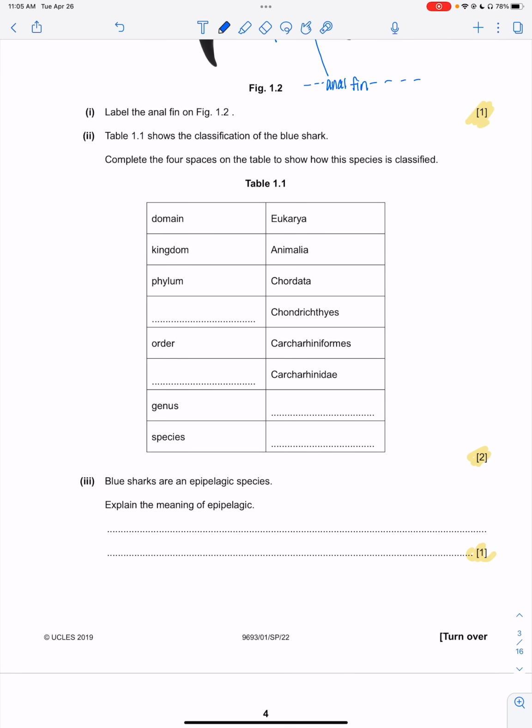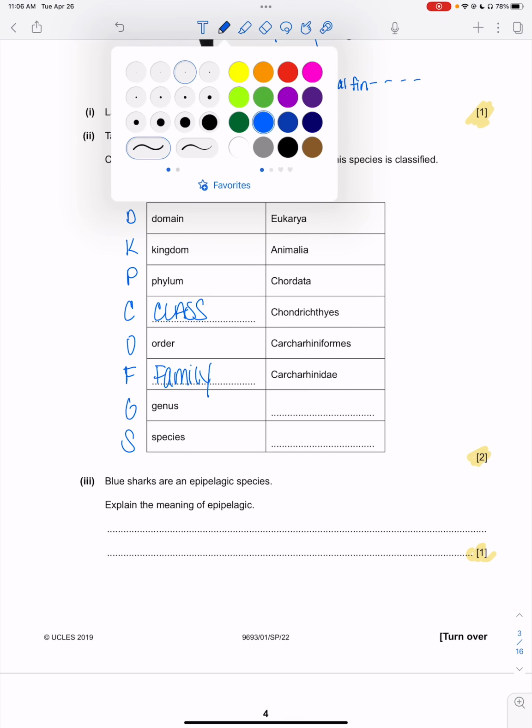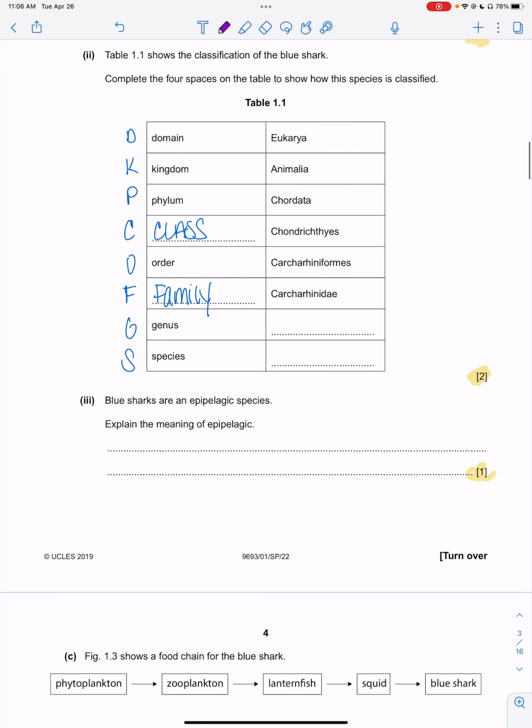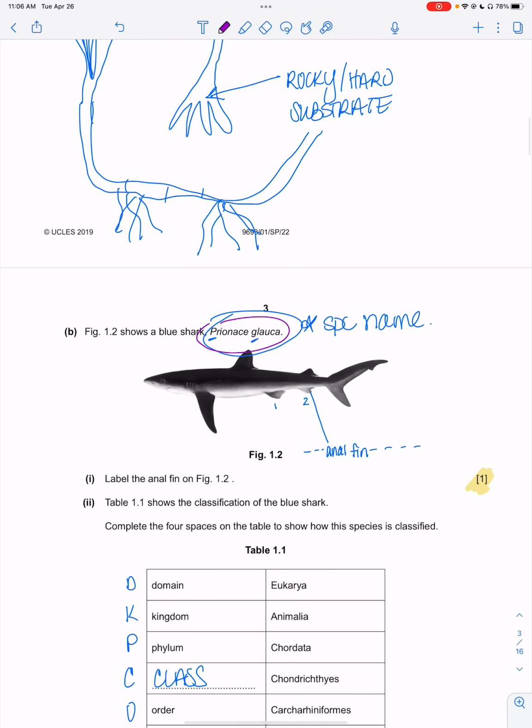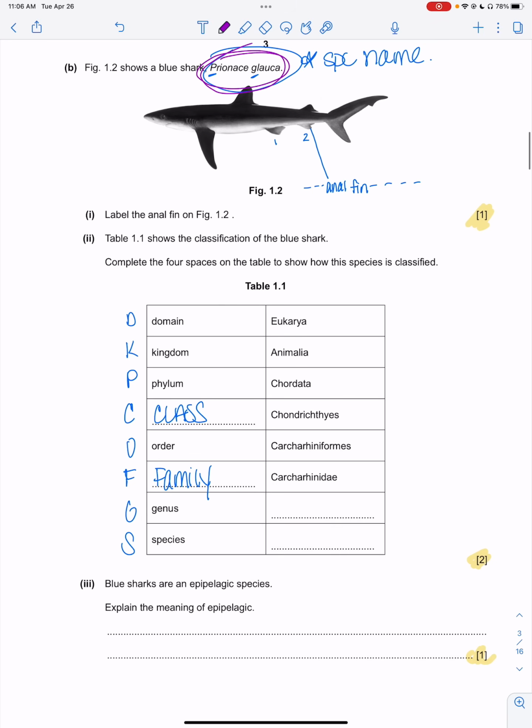Okay, you're looking at the classification of the blue shark. Complete the 4 spaces in the tables to show how the species is classified. So you've got to remember that ridiculous mnemonic I gave you. Darn it, King Philip can't order fried goat stuff. C is for class. O, order. F is family. Okay, and you don't have to italicize your answers, but the genus and the species, and you're like, Parrot, you said we didn't have to remember this. You don't, it's right here. There's always answers given to you. So Prionace, capital, capital. Remember this, I have to be very intentional to not be writing all uppercase. Okay, there's my 2 marks.